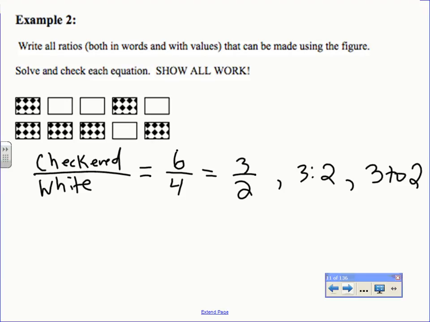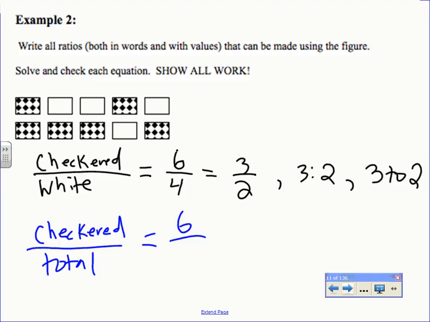Good. So let's do checkered to total. Okay, Neil, what number are we filling in for the checkered and what number are we filling in for the total? Good job. So there's 6 checkered, there are 10 total rectangles in that figure. And then Grace, completely simplified, 6/10 reduces to? Good, 3/5. Peyton, what's another way to write 3 divided by 5 as a ratio? Good, 3:5. And then Nathan M., what's the last way?